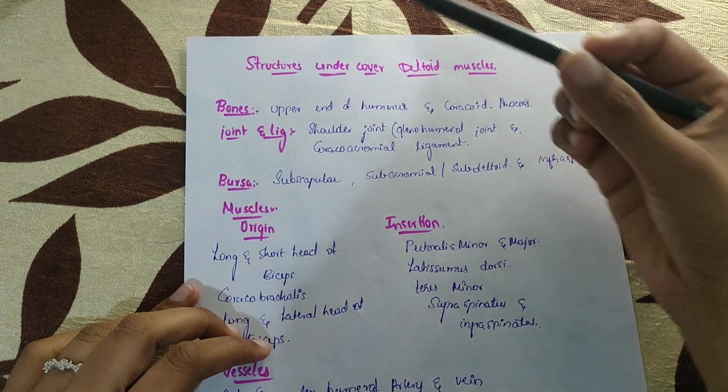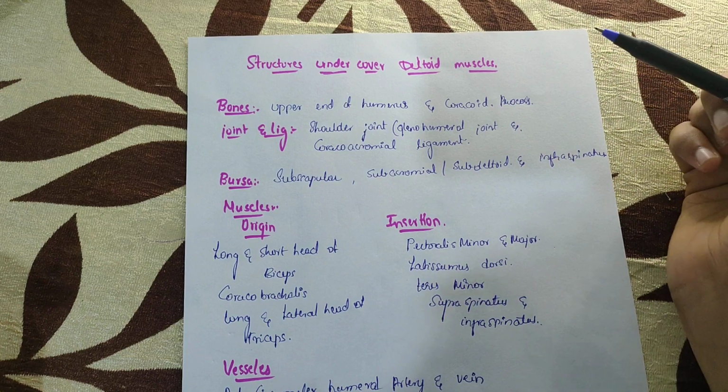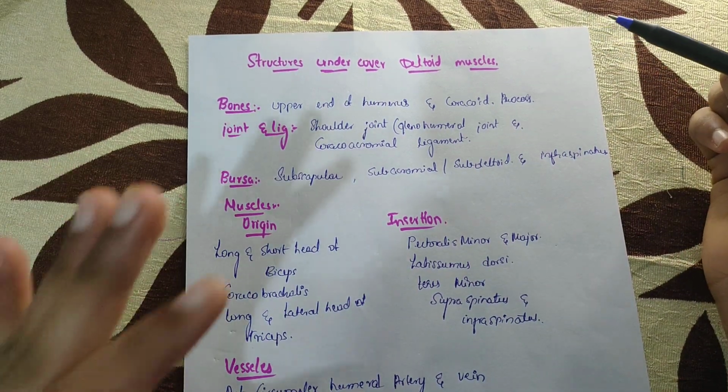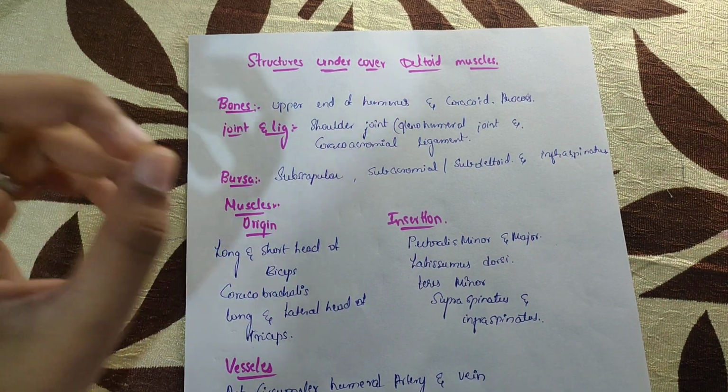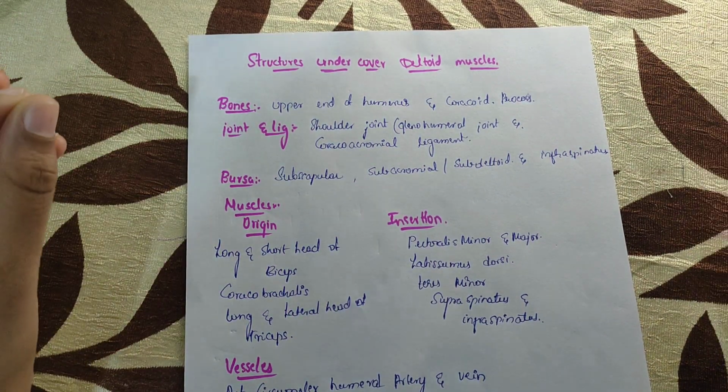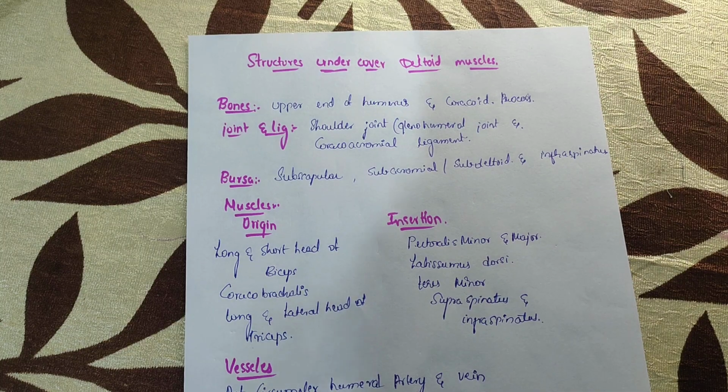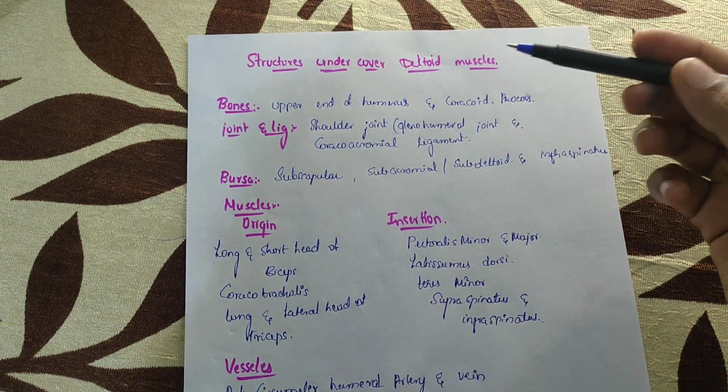In this video, I'll be teaching you the structures under the covering of the deltoid muscle, which is a 5-mark important question for the university exam, and you have to remember it till your final exam. Once you read it and see the images, you never forget. You have to remember it till your final exam to get marks.